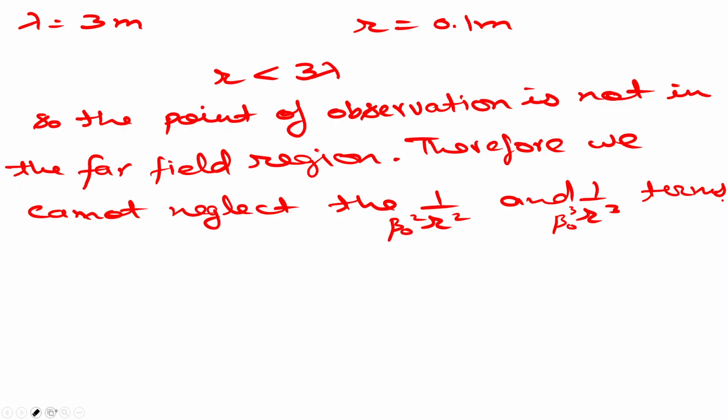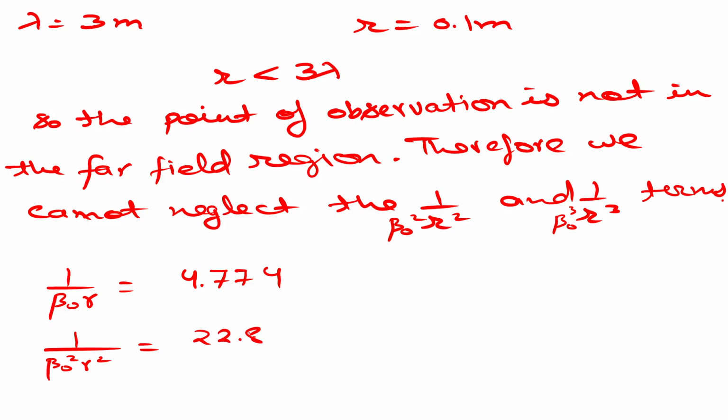Sorry, we will first calculate what is 1 by beta naught r. When we calculate, it comes out to be 4.774, and 1 by beta naught square r square is 22.8, and the next term, 1 by beta naught cube r cube, will be 108.85.